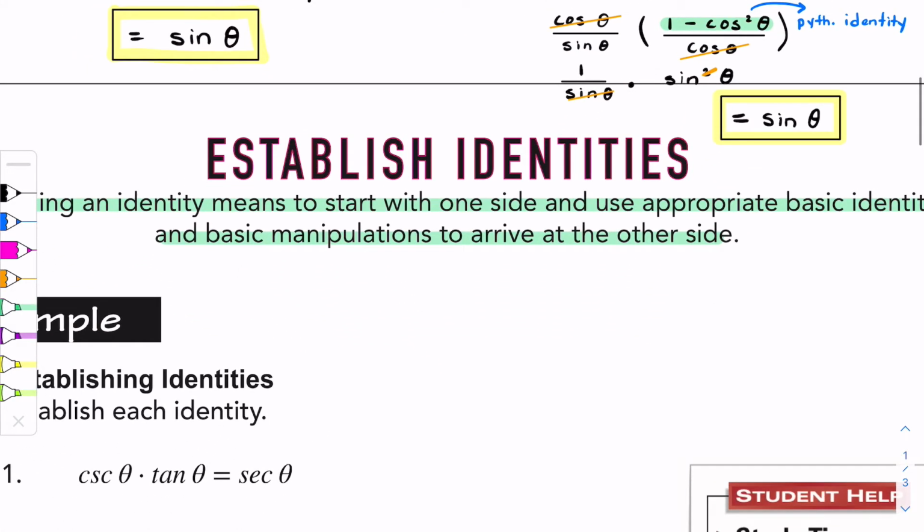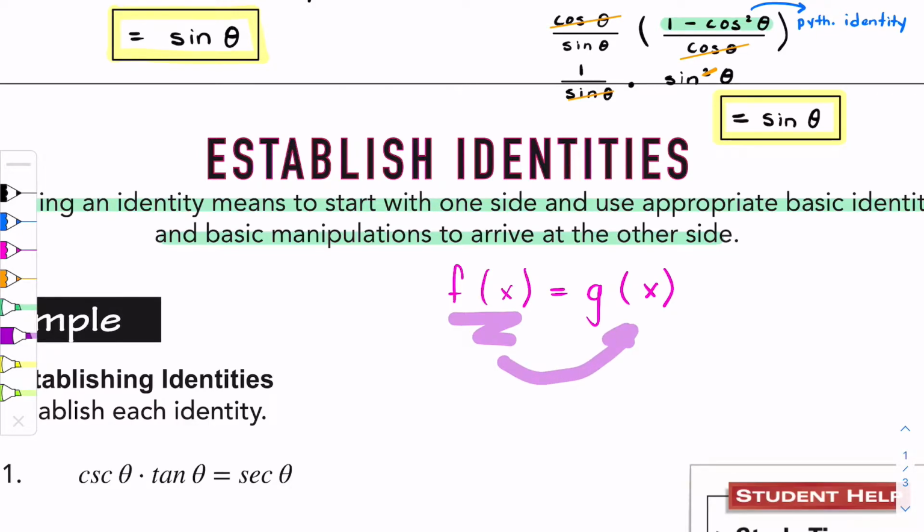This means that you're going to have expressions such as f of x is equal to g of x. And without changing sides of the problem, so without adding or subtracting, multiplying or dividing from one side to the other, you need to prove that either f of x is equal to g of x, so prove that you can get f of x to the solution of g of x, or prove that g of x will equal f of x. So work one direction or the other. And that's what establishing identities is.